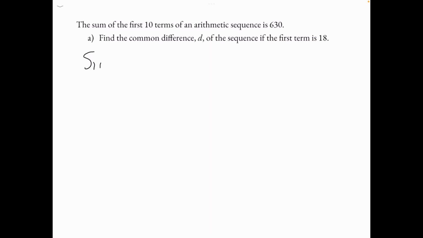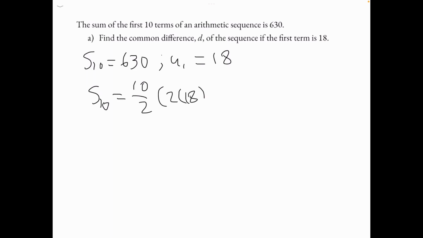So S10 is equal to 630 and U1 is equal to 18. So as we previously mentioned, if you know the first term and the common difference, we should use the first formula shown. So we'll just plug everything in. So S10 is equal to 10 over 2 times 18 plus 10 minus 1, D is equal to 630.